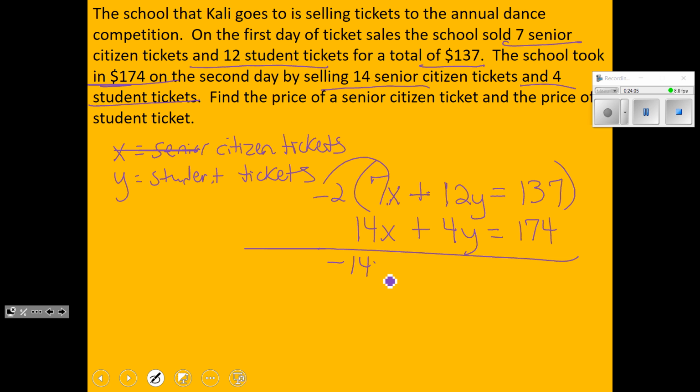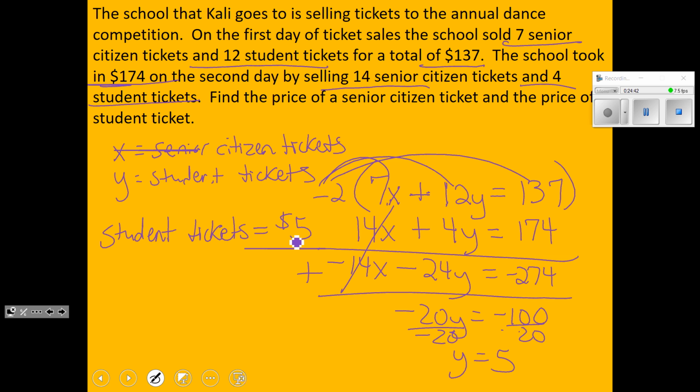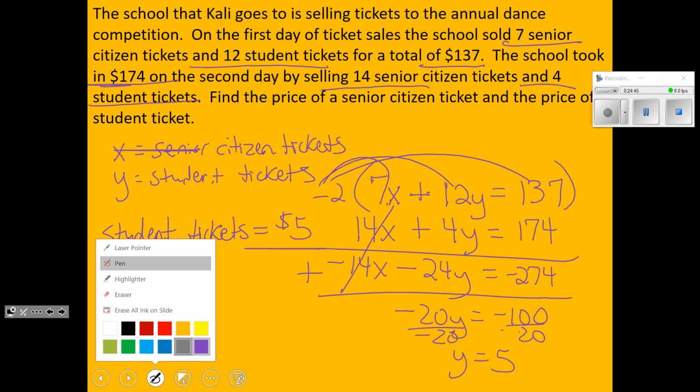So -14x minus 24y equals -274. So when I add them together, those cancel, and I get -20y is equal to -100. And if I divide by -20 on both sides, y is equal to 5. So in this case, the student tickets were $5.